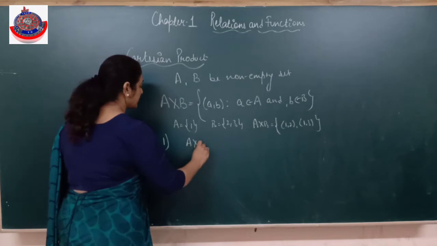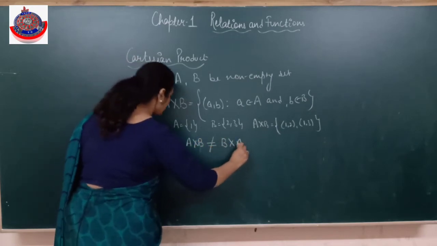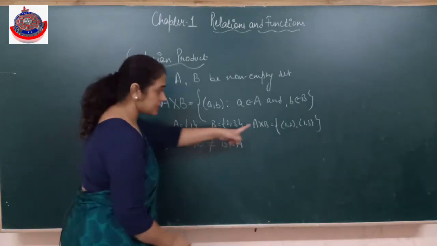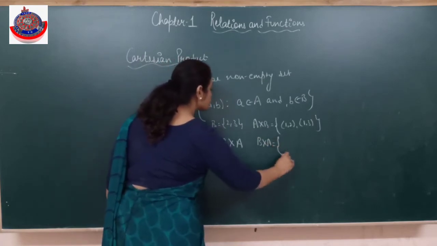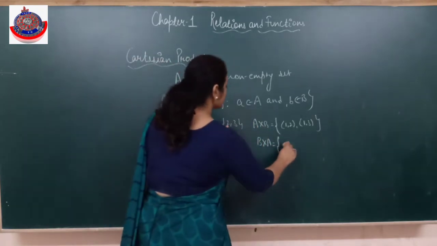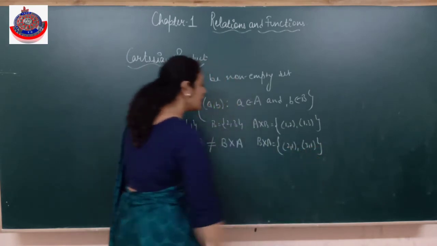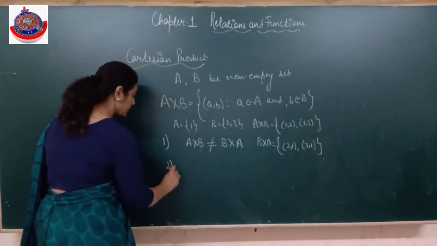The Cartesian product A cross B is not equal to B cross A. See, this is A cross B I have found. Let's find B cross A. The first element should be of the second set. So it will be (2, 1), (3, 1). So both are not equal. A cross B is not equal to B cross A. Is this clear? Alright.